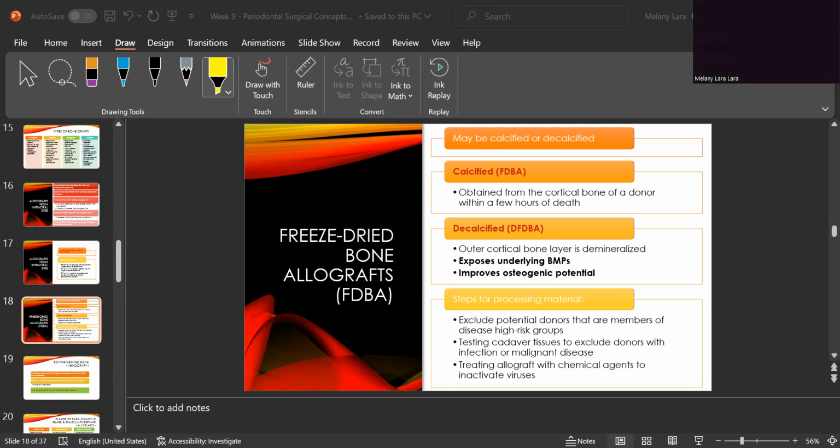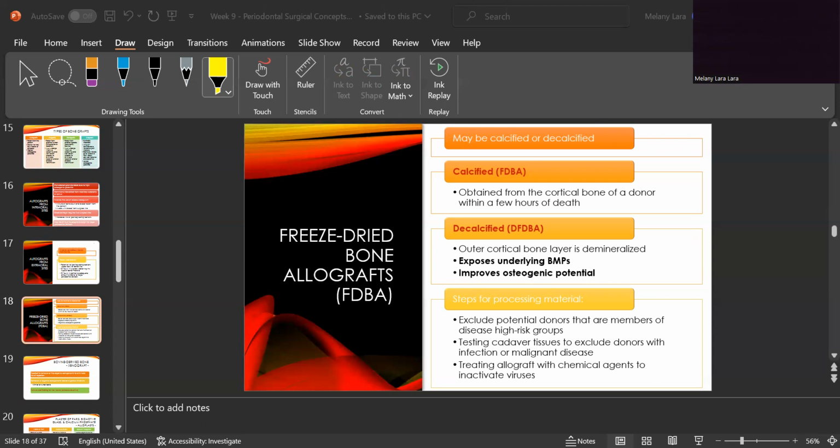Basically, they take the cortical bone from a donor cadaver within a couple hours of death and go through a sterilization process. So they don't really do much to the bone besides treating it for sterilization of viruses.